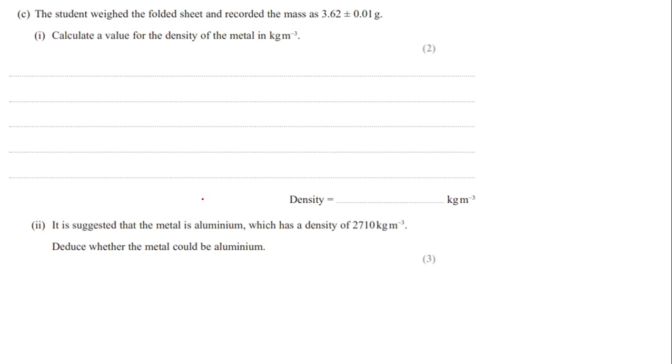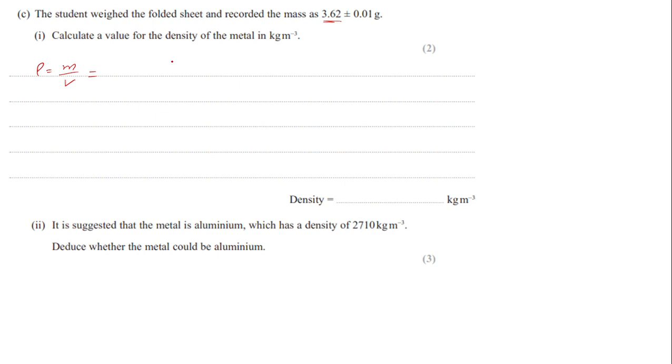The student weighed the folded sheet and recorded the mass as 3.62 plus minus 0.01 gram. Calculate a value for the density of the metal in kilogram per meter cube. So we need to find density. It's quite a straightforward question because we are given mass and we have the dimensions of the sheet. But there is a tricky part in this question if you substitute the numbers. The formula is rho equals mass over volume.